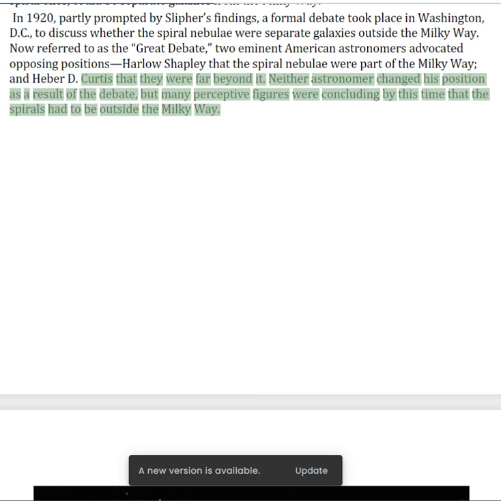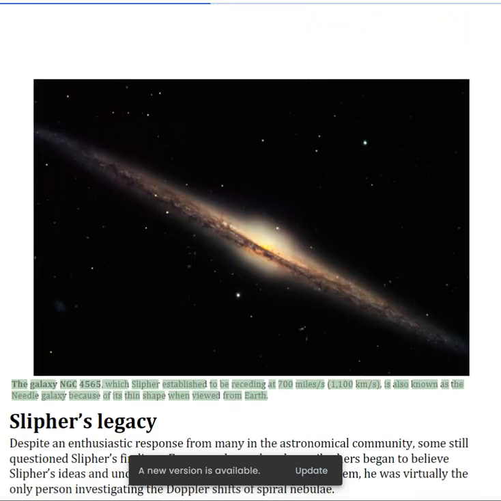Neither astronomer changed his position as a result of the debate, but many perceptive figures were concluding by this time that the spirals had to be outside the Milky Way. The galaxy NGC 4565, which Slipher established to be receding at 700 miles per second, is also known as the Needle Galaxy because of its thin shape when viewed from Earth.